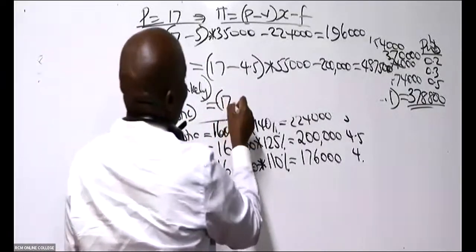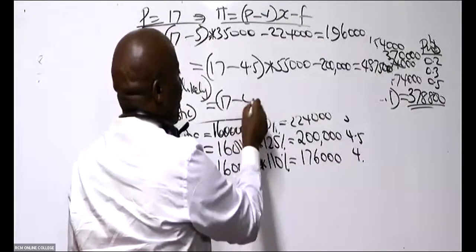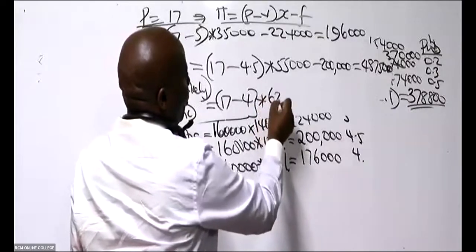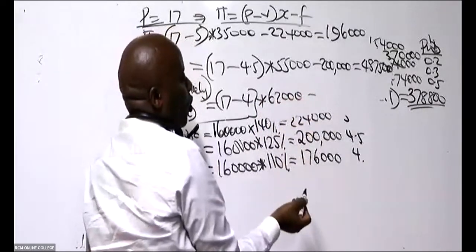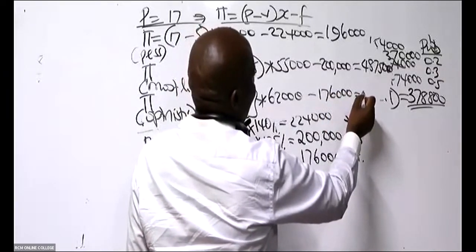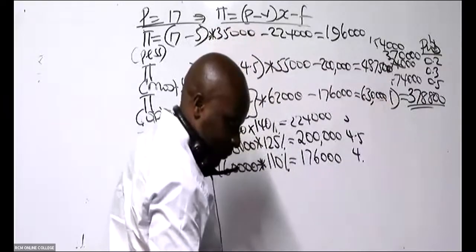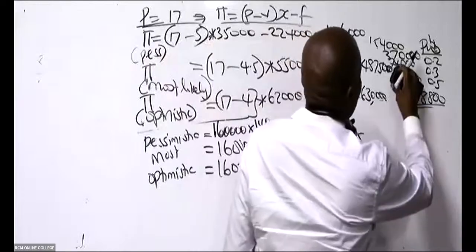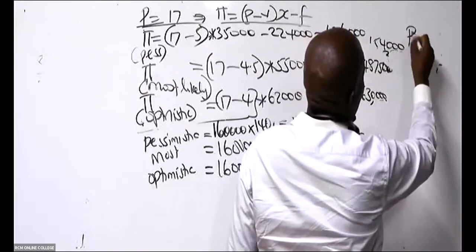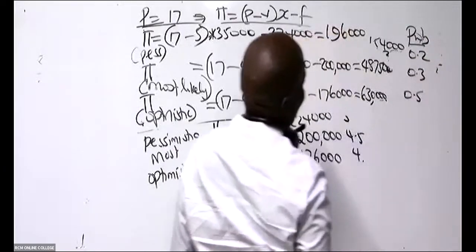In this case, the price is 17. How about the optimistic fixed cost? The variable cost for optimistic demand, 62,000. Optimistic fixed cost, which will give you what figure? 630,000. Remember our probability for the three environments stands at 0.2, 0.3, and 0.5.